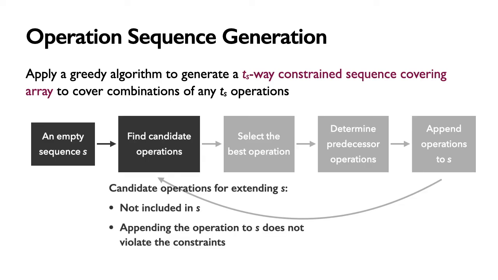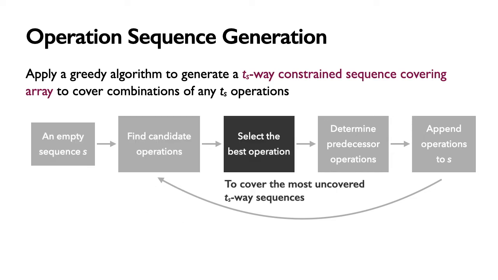To generate each single sequence, the algorithm will start from an empty sequence S and then find the set of candidate operations for extending S. Here, an operation is a candidate operation if it is not included in S and at the same time, appending the operation to S does not violate the constraints. Then, the algorithm will evaluate the t-way sequence coverages that can be achieved by appending each candidate operation and select the best one for extension.